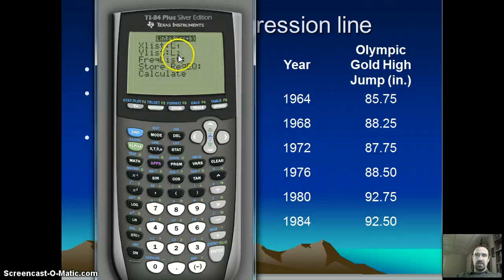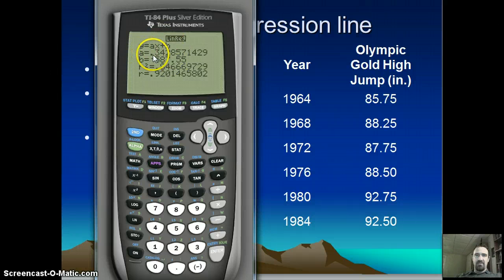And it says which list do I want to use, L1 and L2. I don't have to worry about a frequency list or storing anything. I'm just going to go down to Calculate and hit enter. And here it is, my linear regression equation. Y equals ax plus b. A is going to be the slope for this output, and b is going to be the intercept.